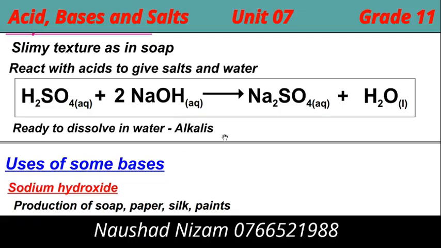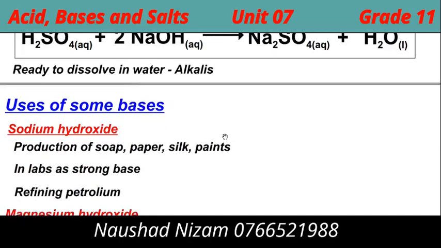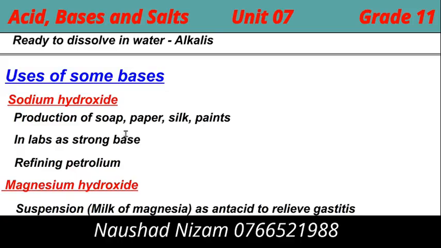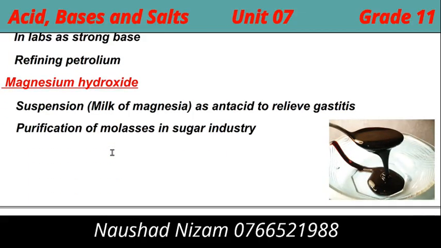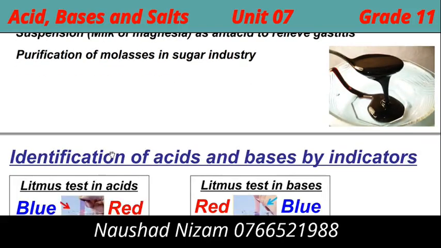So know that sodium hydroxide and ammonium hydroxide are alkalis, whereas magnesium hydroxide is not an alkali. Remember that. Certain uses: sodium hydroxide is used in soap industries, and it is also used in the lab as a strong base. And magnesium hydroxide is used as an antacid in relieving gastritis, and also it is used in the sugar industry.